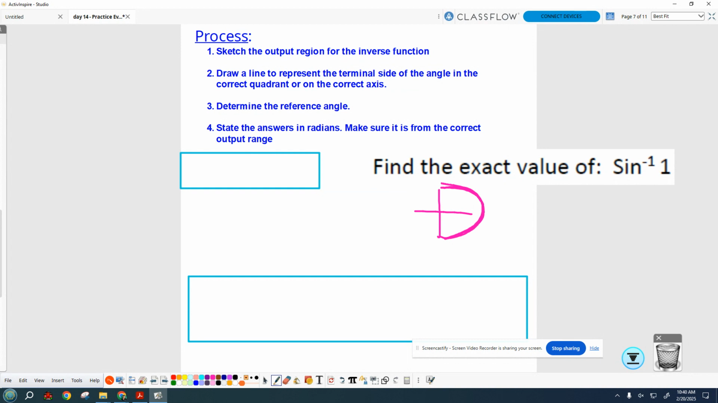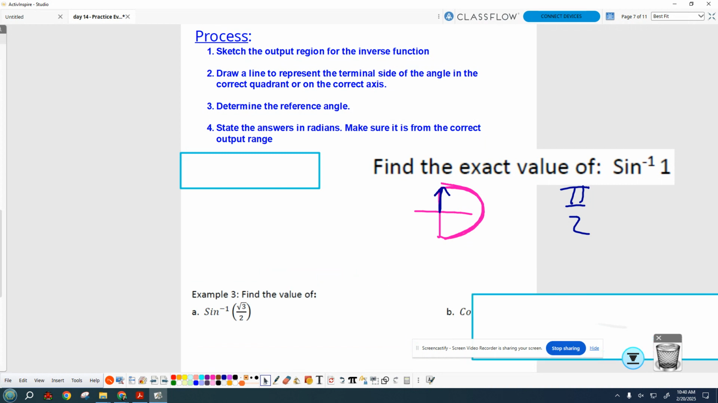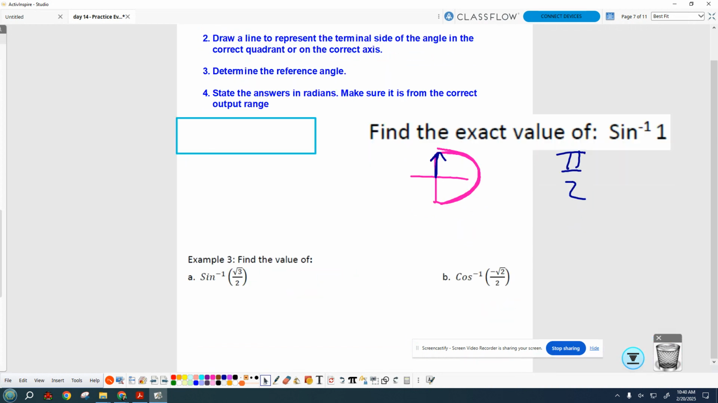Is sine the y value or the x value? Oh, the y value. Where's the y value? Or like, how would you point the angle to it? So where's the y value? 1, the y value is 1 right there. So the angle is pi over 2. So when they're on the thing, that's when it gets harder.